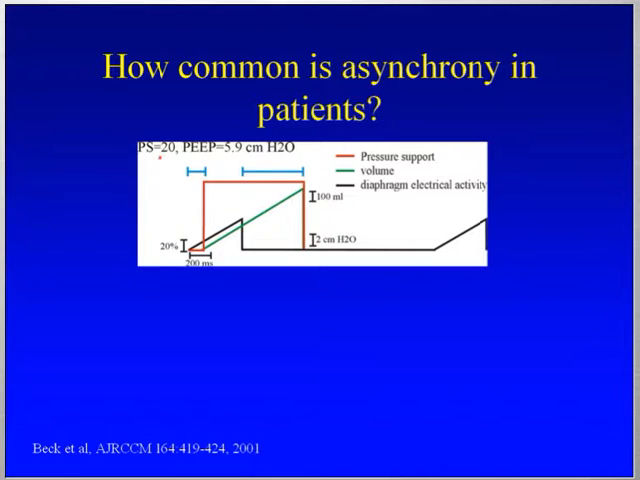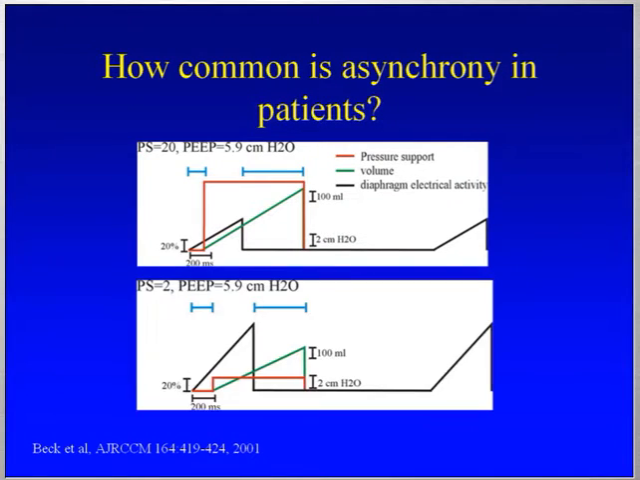And you may say, oh yes, this is a very high pressure support level, and we can anticipate this asynchrony. When we reduce the pressure support to a level of 2, almost nothing, we found that the diaphragm activation doubled. However, the phenomena of trigger delays and overinflation were still present.